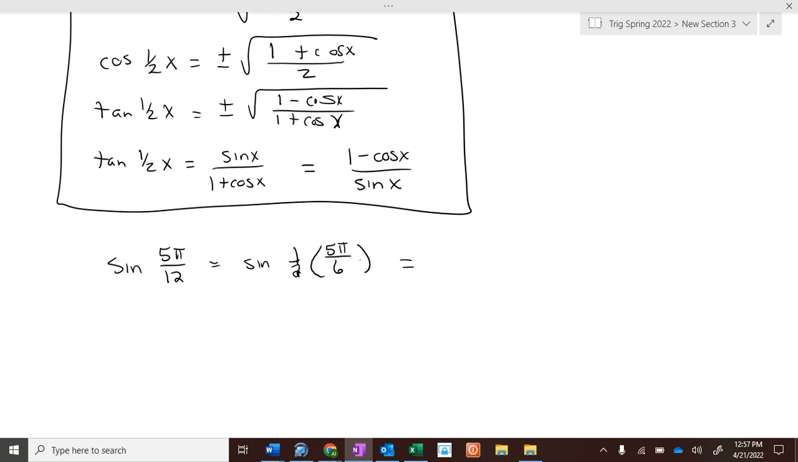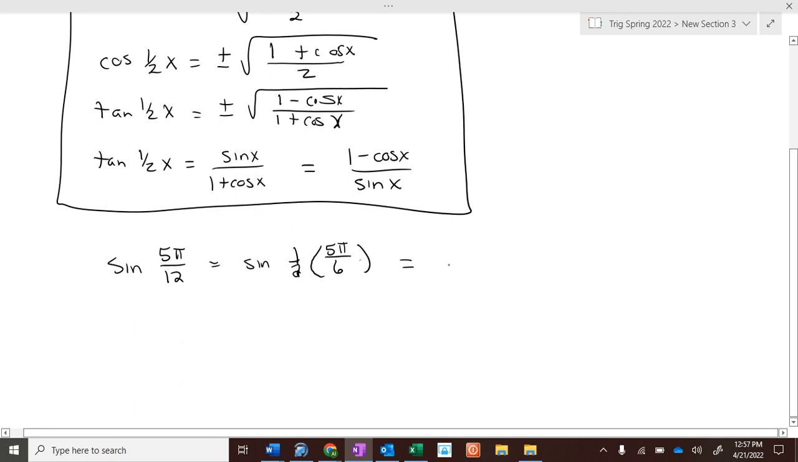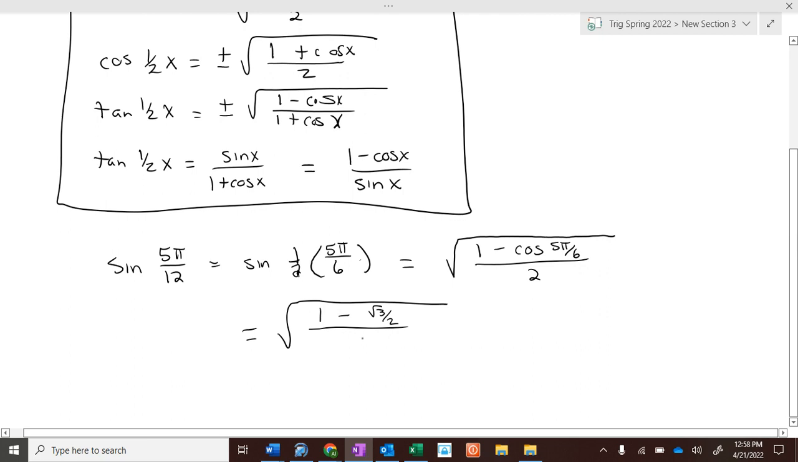So it's going to be positive. See where it's plus or minus? It's just going to be positive. It's going to be the square root of 1 minus the cosine of 5 pi over 6 over 2, which equals the square root of 1 minus the square root of 3 over 2, over 2.